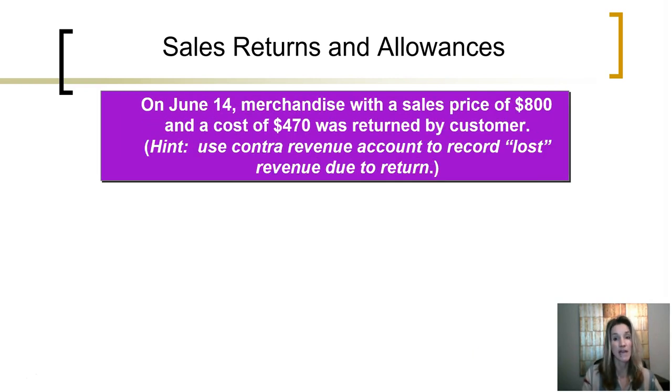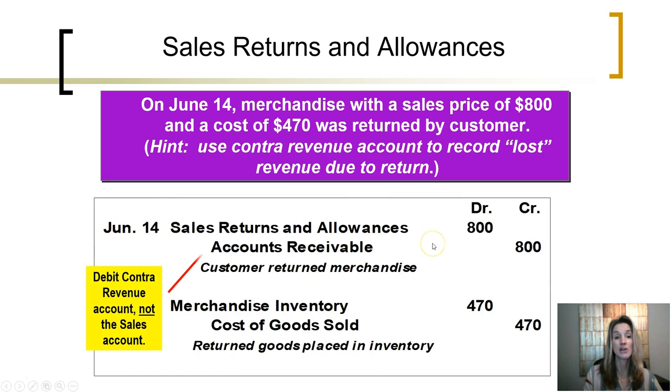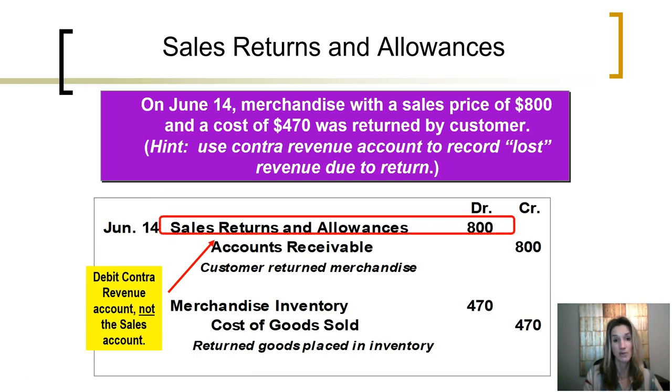June 14th, merchandise that had been sold for $800 at a cost of $470 was returned by the customer. Remember, we are not going to directly reduce the revenue account. We are going to use the contra revenue account to record the lost or given up revenue due to the return. So we need to decrease accounts receivable because the customer is not going to pay us $800 if they return some of the inventory. And we are also going to be debiting sales returns and allowances, the contra revenue account, to keep track of how much revenues were given up due to returns and allowances.